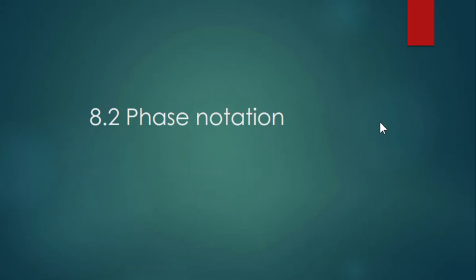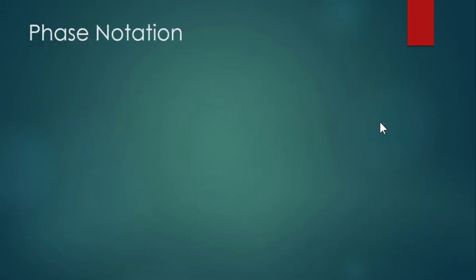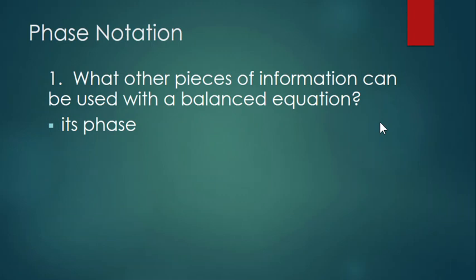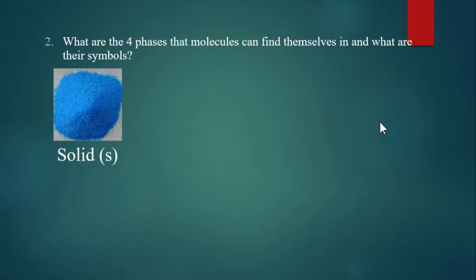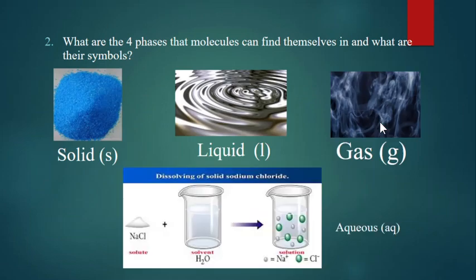So we're going to add one little piece of detail to a balanced equation to tell us even more information, and that is the phase notation. Phase notation. What other pieces of information can be used with a balanced equation? It's phase. It's happy phase. It's sad phase. It's constipated phase. Okay, maybe not constipated phase. Or it's happy phase, or sad phase, or anything.